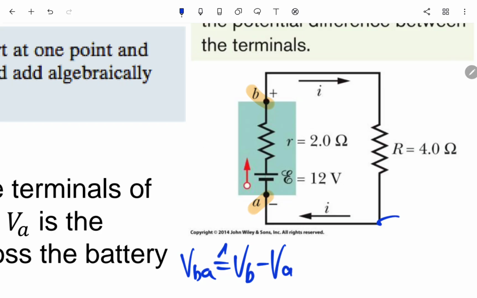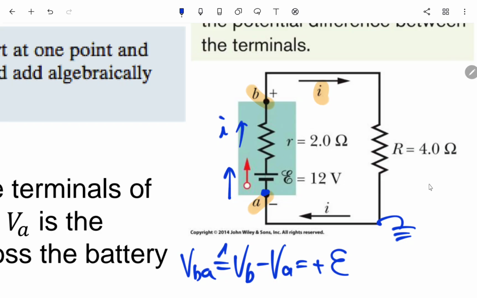Usually we will just pick any point to be a ground node, but even if you don't, it is still fine. Suppose we would like to find VB minus VA, denoted as VBA. We start from this point and go this way. Going through E from the negative terminal to the positive terminal, we have plus E, 12 volts. And the current of the circuit will be clockwise, so I is in this direction.